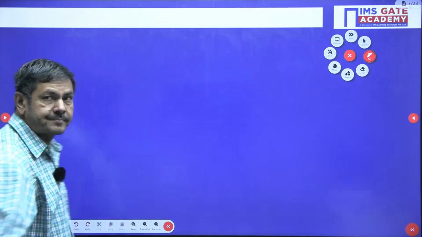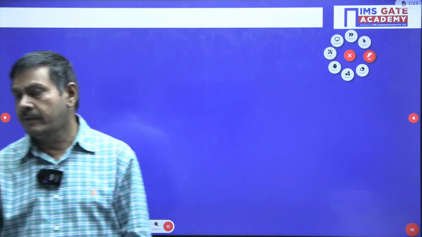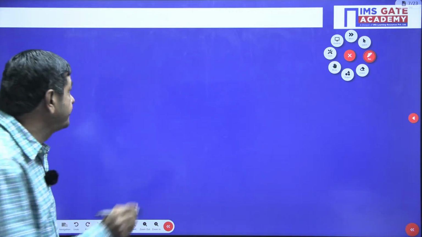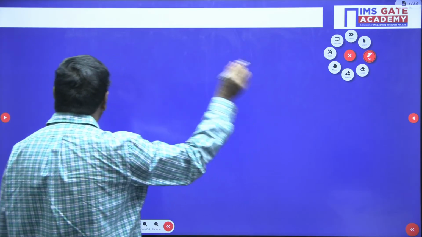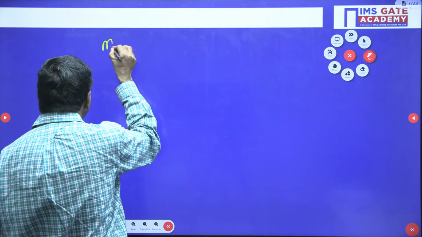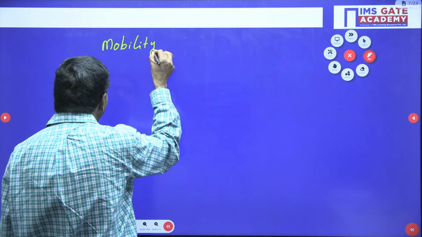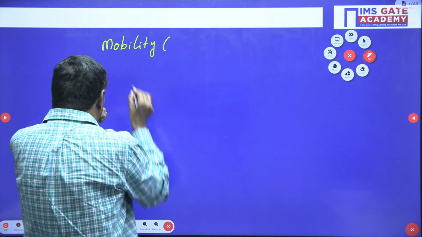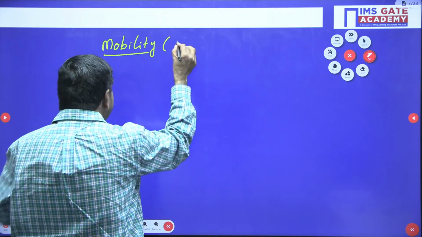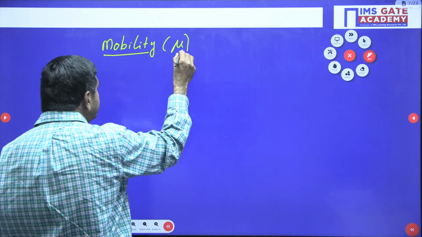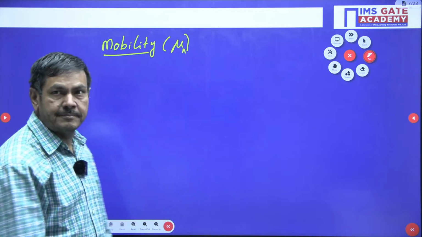Next, what I wish to give here is mobility. How can we define mobility? Mobility means I give some formula. It is mu we are putting. For electron it is mu n, the mobility of electron.